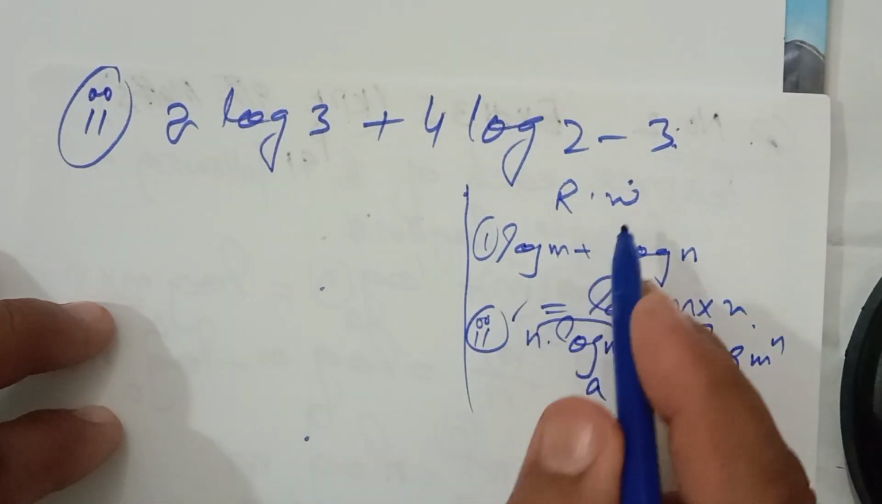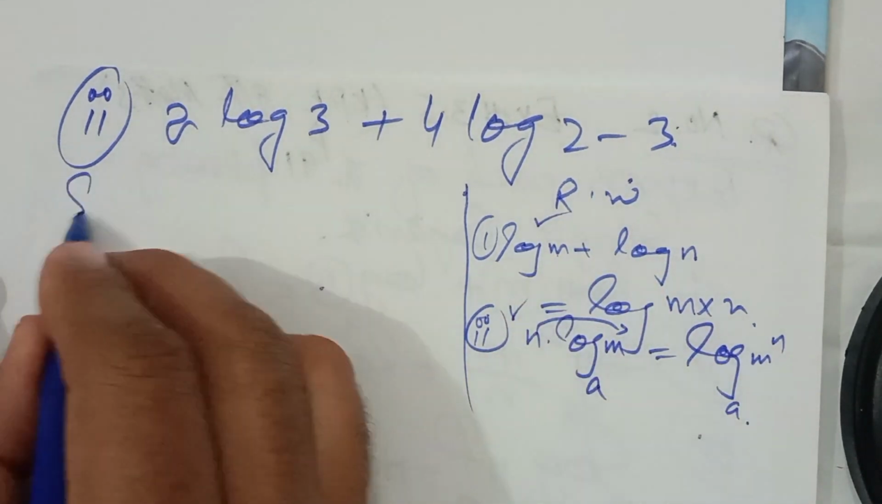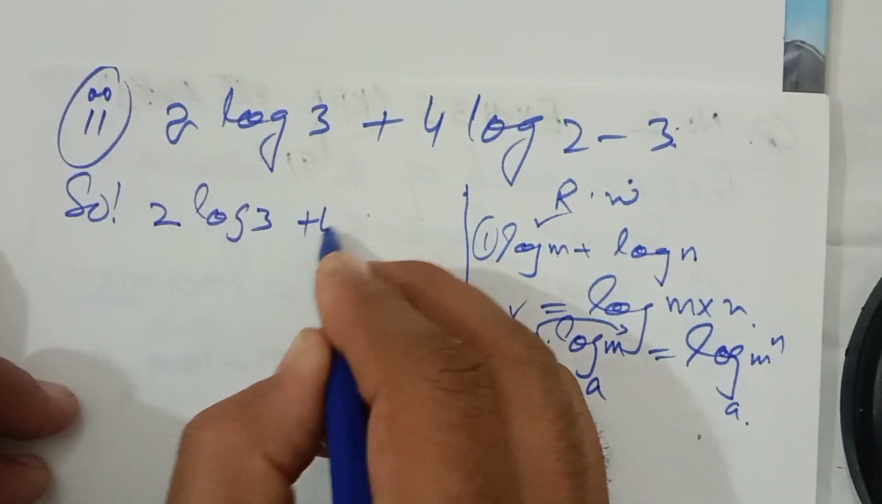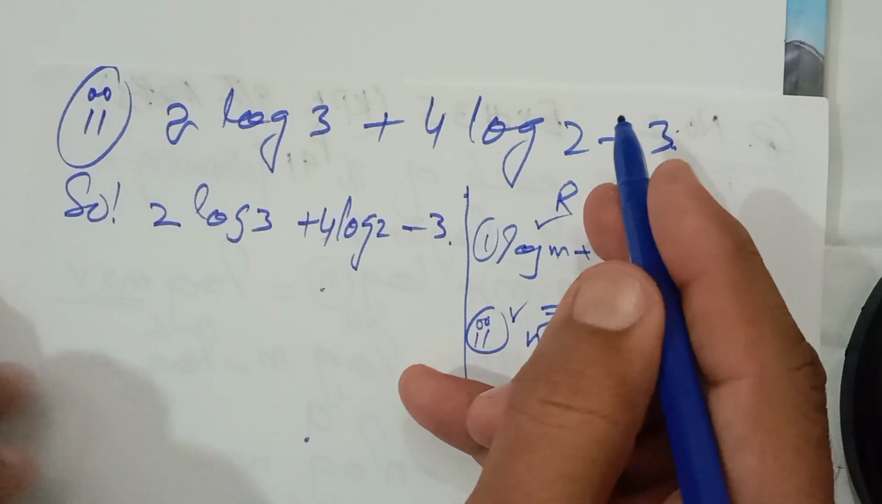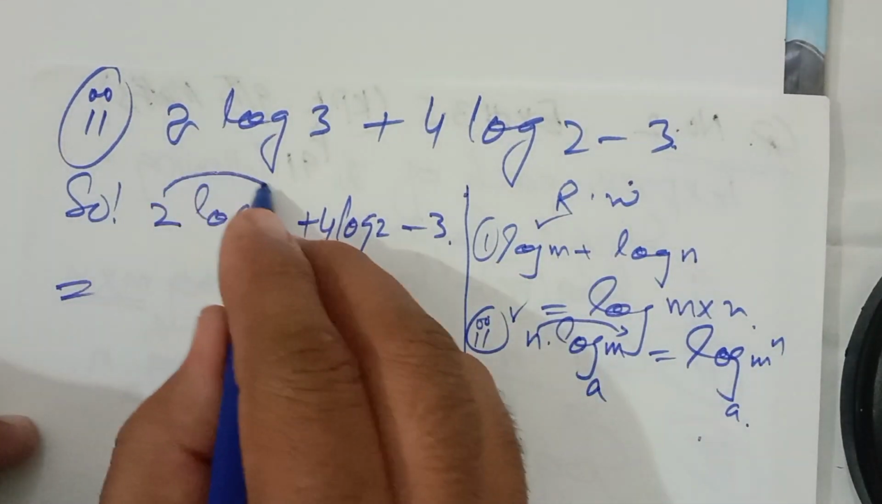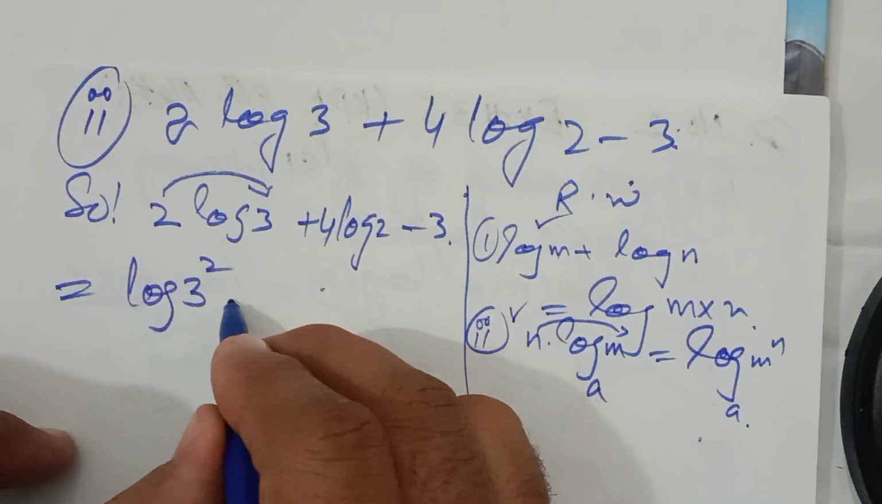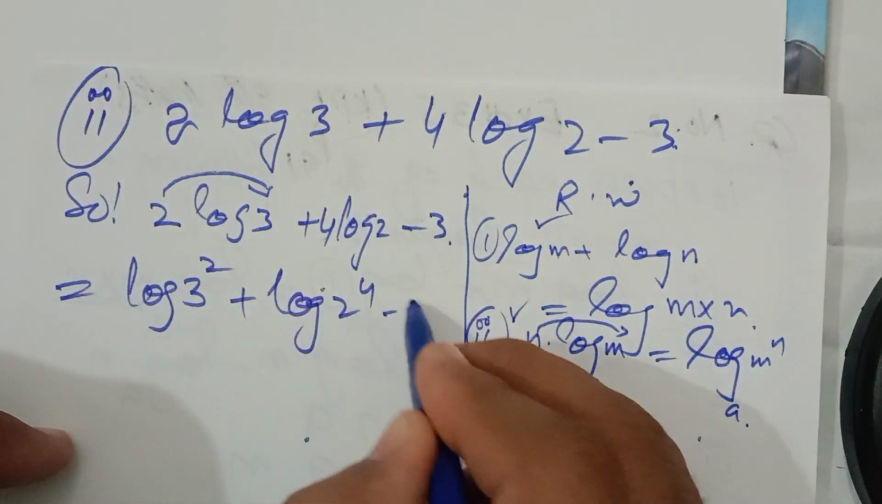So the first rule, we will have to use exponential, and secondly, it's addition. So solution: first, 2 times log with base 3 plus 4 times log with base 2 minus 3. Without the log, the value is 3. So here 3 raised to the power 2 log, and secondly 2 raised to the power 4 with log, and 3 will remain the same.